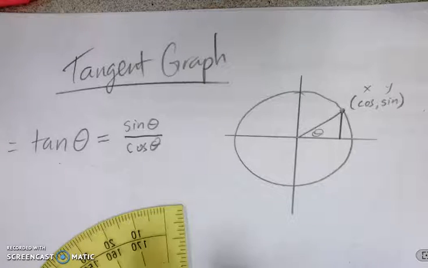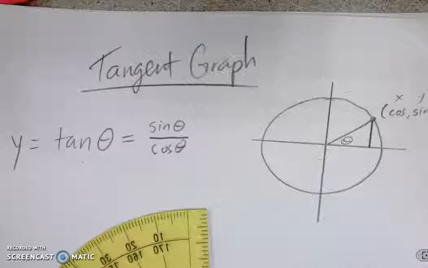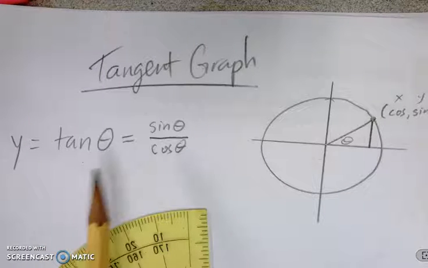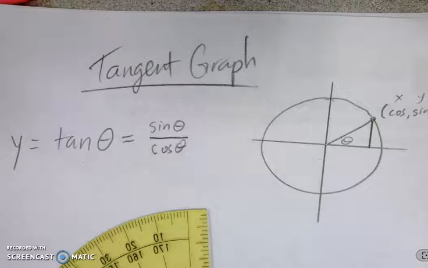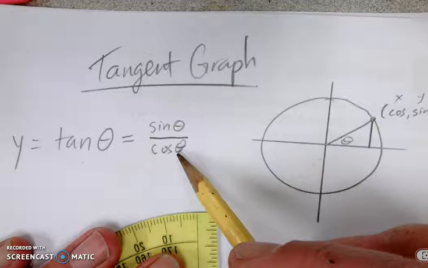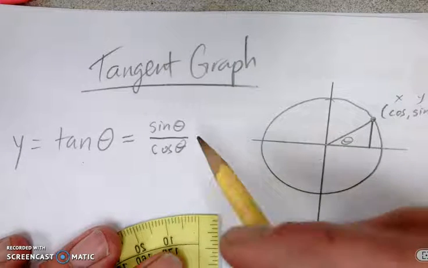All right, students, we're going to be graphing tangent today. So we're going to graph y equals tangent of theta. And what we're going to do is just focus on the graph right now and then focus on how we shift it. Okay, so we're going to start with some stuff you already know from previous classes or previous videos.